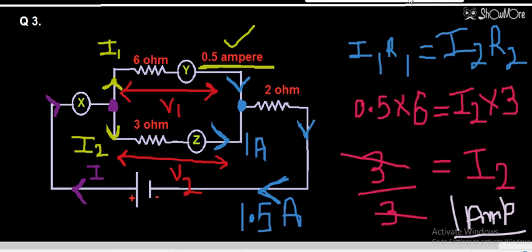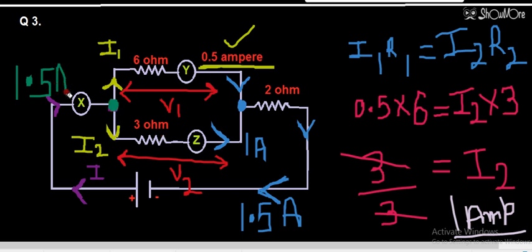Or you can see here, from this point onward the current is divided into two parts. One part I1 is equal to 0.5 ampere. One part I2 is 1 ampere. So the current which was coming from the battery will be 1.5 ampere. Then 0.5 will flow in this direction, 1 ampere will flow in this direction, total current 1.5 ampere.